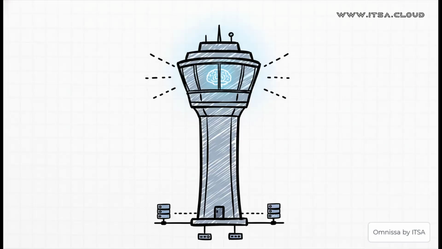So first, you have the control tower itself. The connection server software gets installed on a dedicated Windows Server virtual machine. This is what makes it the central brain of the operation. This is the command center where all the important decisions are made.